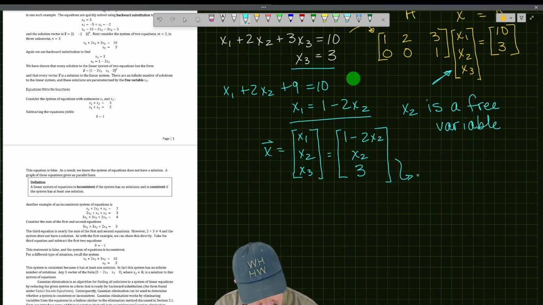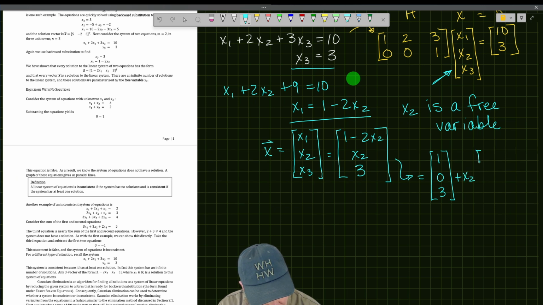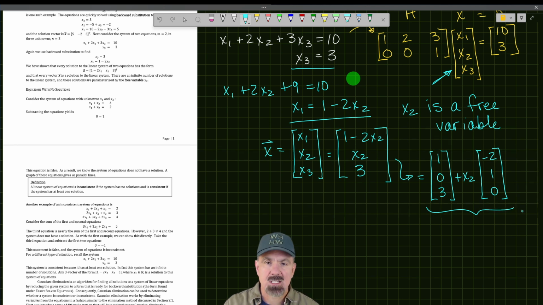So we can rewrite this, and this is equal to a constant vector, which is 1, 0, 3, added to x2 multiplied times another vector, which is negative 2, 1, 0. And this is the vector representation for our solution. We have a part, a direction, if you will, that is associated with the free variable. So if we're optimizing along this vector negative 2, 1, 0. And then the constant piece is 1, 0, 3.